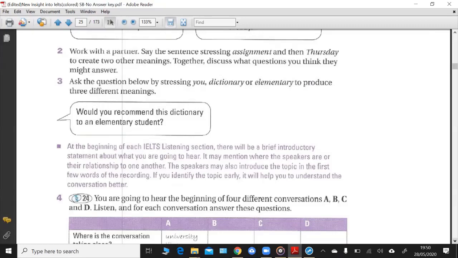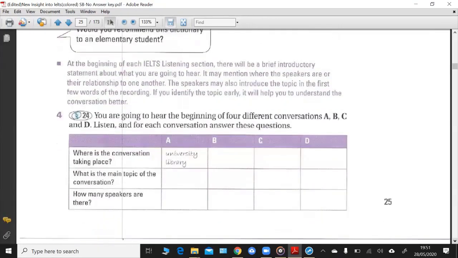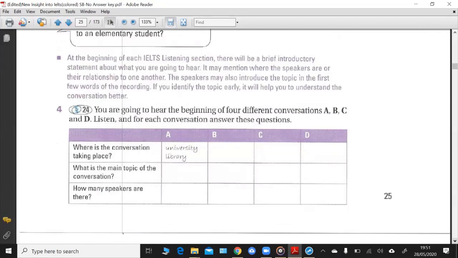At the beginning of each IELTS listening section, there will be a brief introductory statement about what you are going to hear. It may mention where the speakers are or their relationship to one another. The speakers may also introduce the topic in the first few words of the recording. If you identify the topic early, it will help you to understand the conversation better.